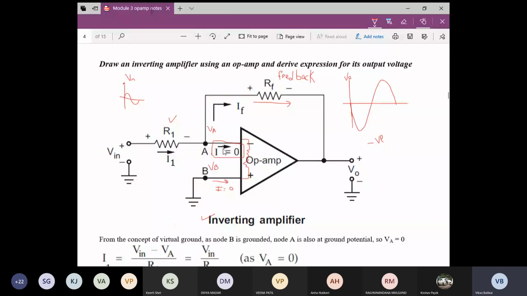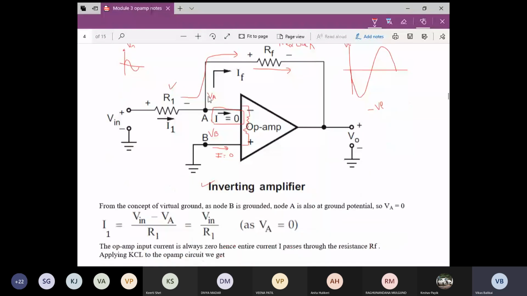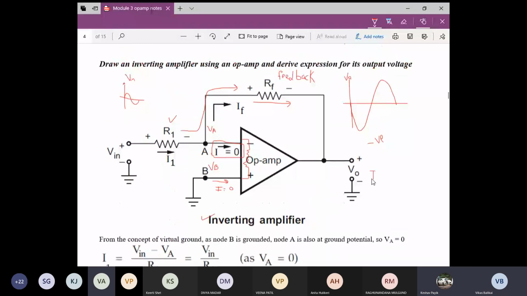If nothing is entering the op-amp, where does this I1 flow then? I1 all comes here to A, and from A it is directly flowing through the feedback resistor RF. So if that is the case, can I say I1 is equal to IF? Reply to me. Yes, sir. Yes, sir.